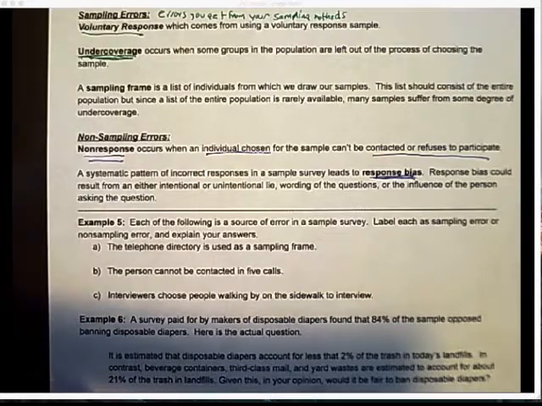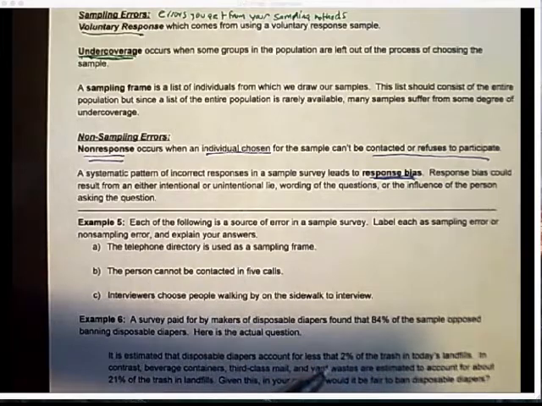Or I could even, with the wording of the questions, start a survey by saying, don't you think that abortion is wrong? I could say something like that to make you try to think the way I think. So that's the way a sample would suffer from response bias.